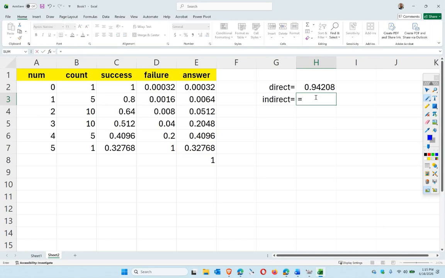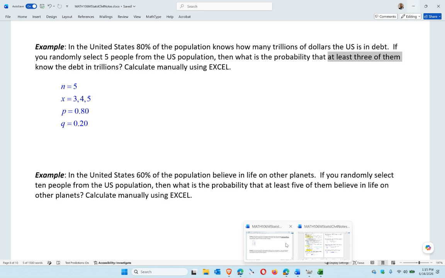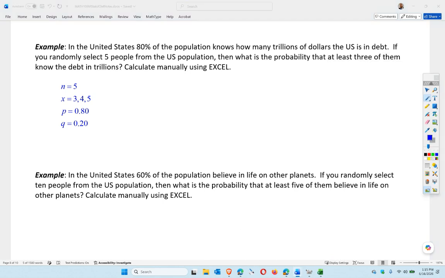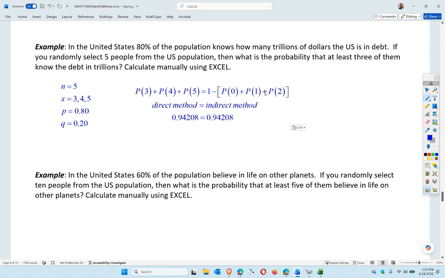Okay, so if it's at least 3, that's the 3 plus the 4 plus the 5, correct? Indirectly, you would do it this way. 1 minus the parentheses, 0 plus 1 plus 2, correct? And you get the same answer, correct? So just either those indirectly or those directly. So what did we do and why? So directly versus indirectly, right? You either do it directly or indirectly, correct? Either way, you get the same answer.